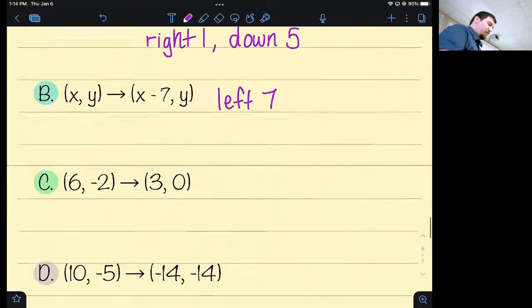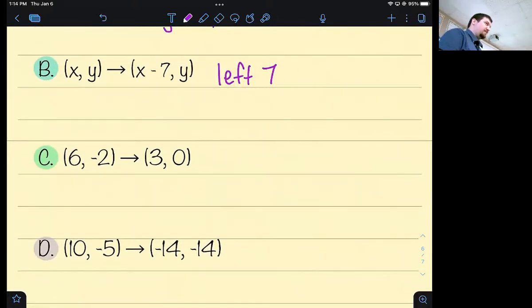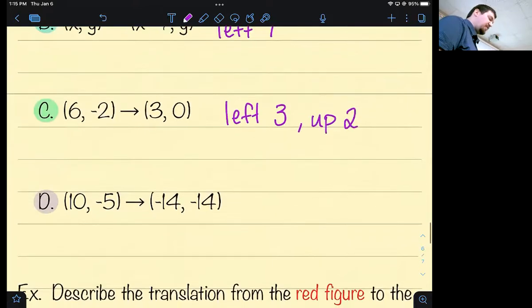Okay. What about here? What direction did the shape end up moving? Did it move left or right here? Sky, what do you think? Left, how many? Right? Yep, they obviously subtracted 3 from 6. Okay, so it moved left 3. And if it went from -2 to 0, what direction did it move and by how much, Shane? Up 2. Nice job.